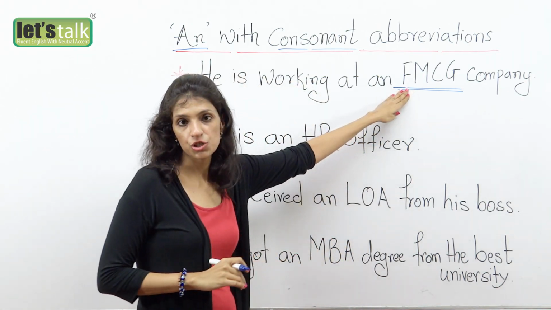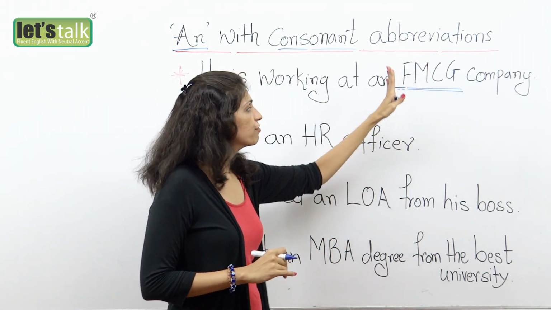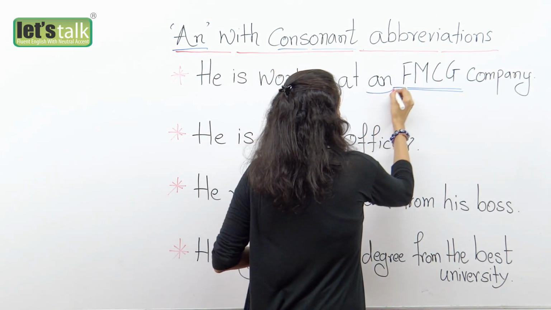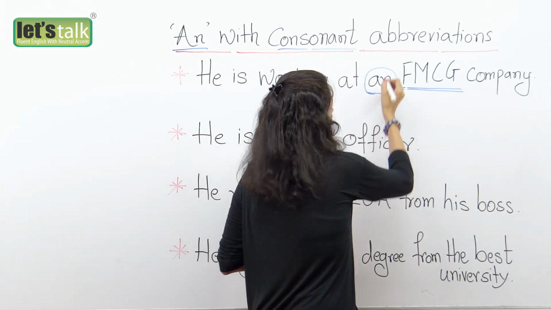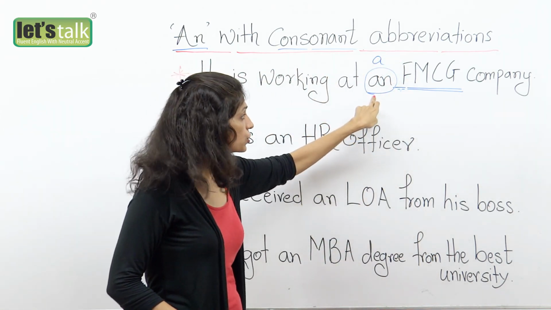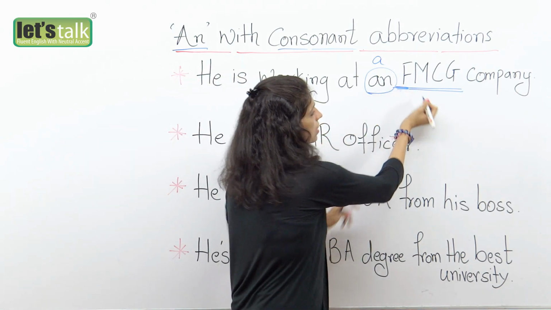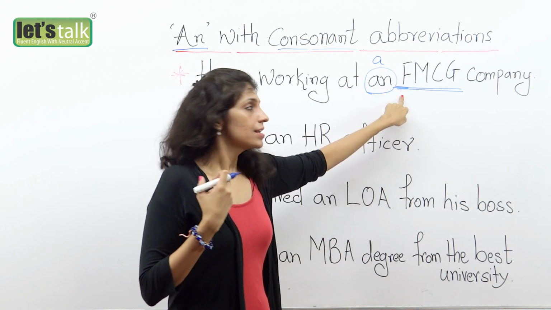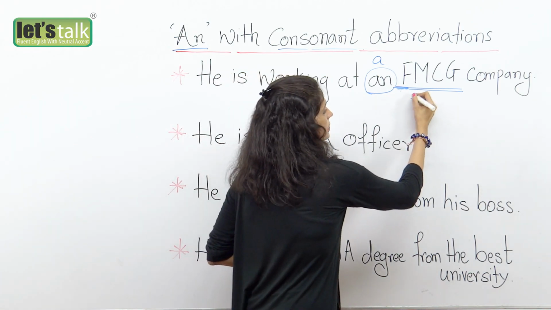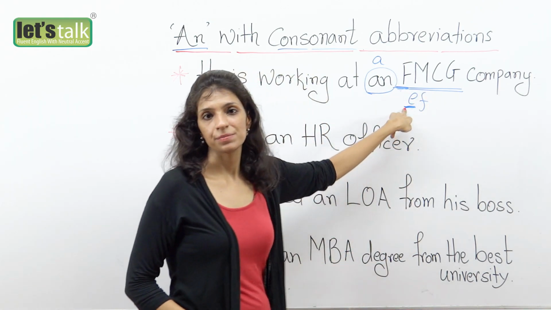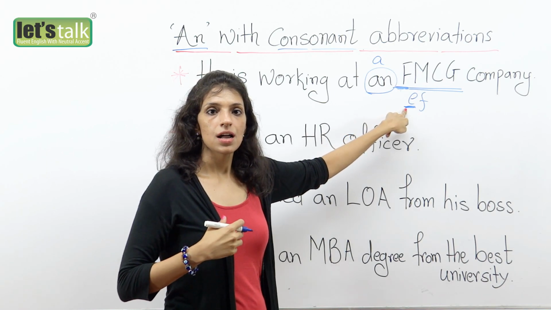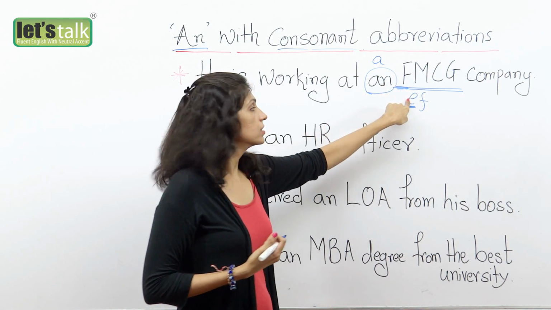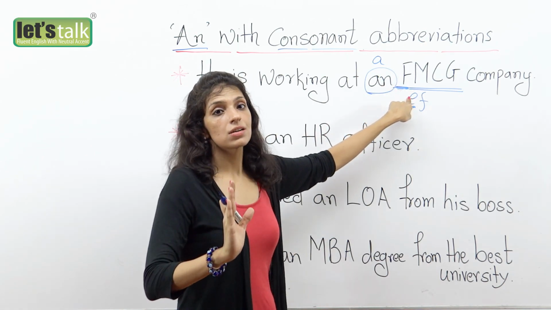Now, FMCG is an abbreviated form of fast moving consumer goods. Okay, but why do I need to use an and not a? Why do I need to use an even though it is starting with a consonant? Well, if you say F, the letter F, it has a vowel sound, eh. So you cannot say a FMCG, you say an FMCG, because it's got a vowel sound, though it is a consonant.